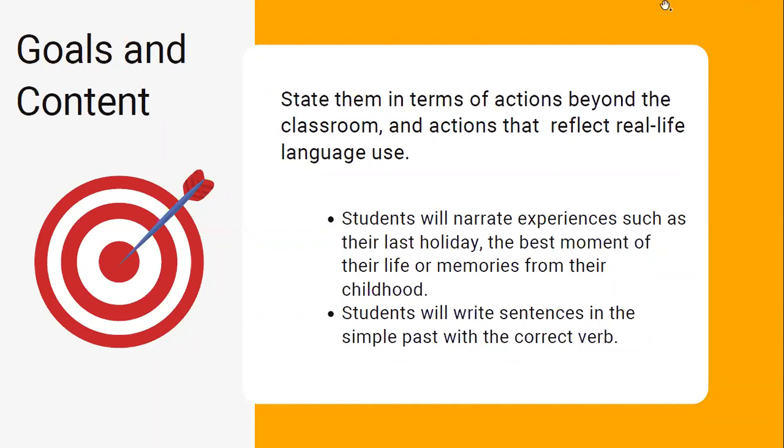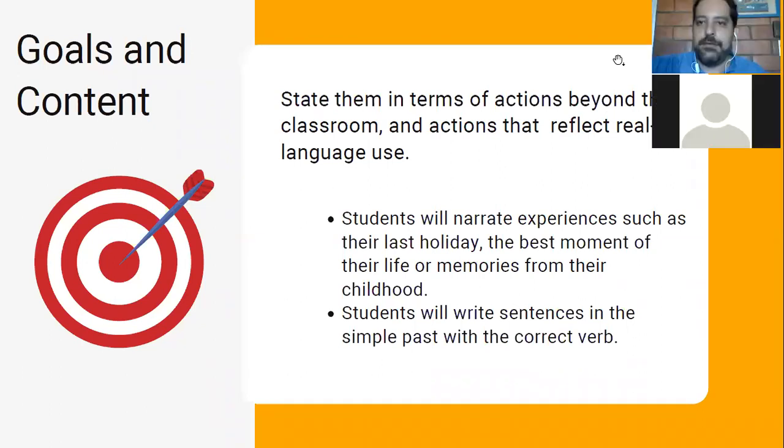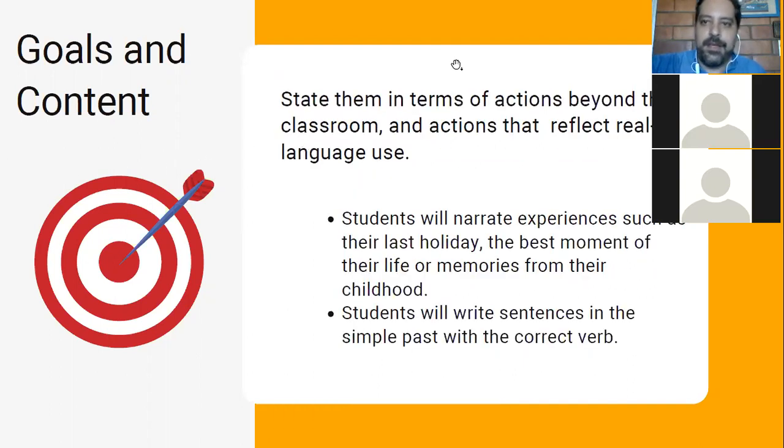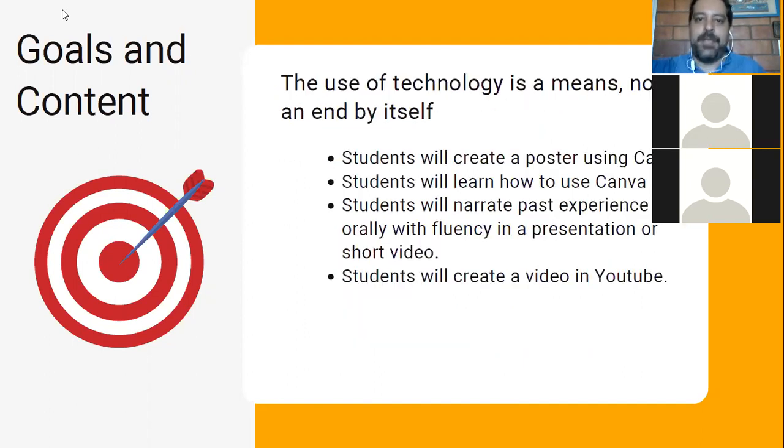We have students will narrate experiences such as their last holiday, the best moment of their life, or memories from their childhood. And the other one is students will write sentences in the simple past with the correct verb. So which one would be better? The first one, of course, because it's an action that implies communication and goes beyond the classroom, okay? And the students will narrate experiences not only in the classroom, but they will write sentences in the simple past, probably only in the classroom.